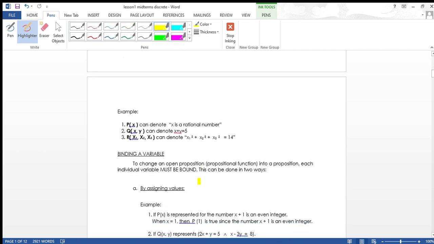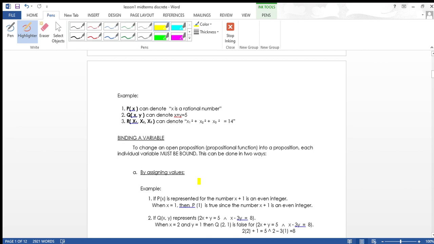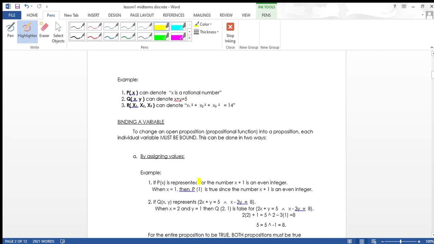Next, regarding the variables, the variable for an open proposition must be a binding variable to make it a proposition. So to change an open proposition, or a propositional function, into a proposition, each individual variable must be bound. Okay? Or the value of each variable must be a clear, precise, or discrete value. And there are two ways of doing this.